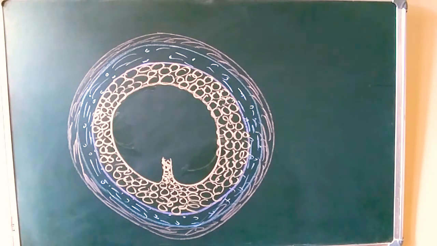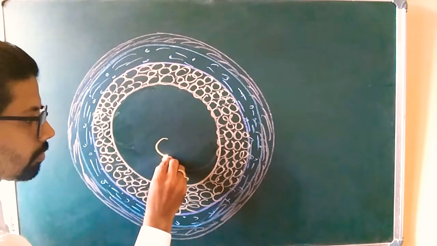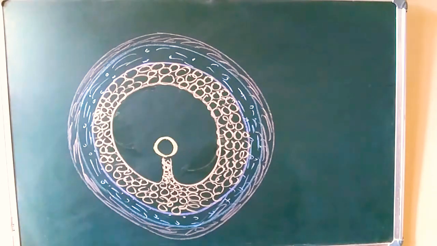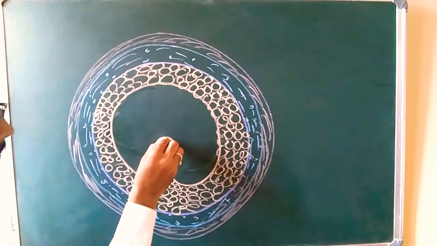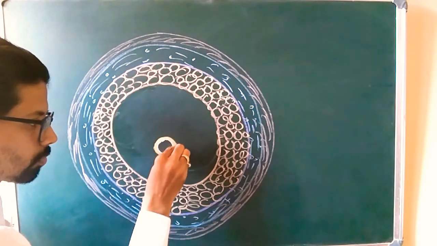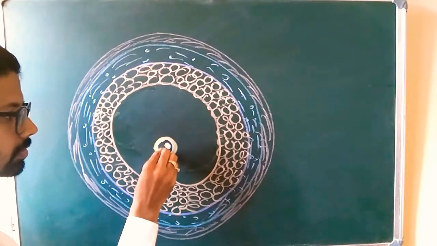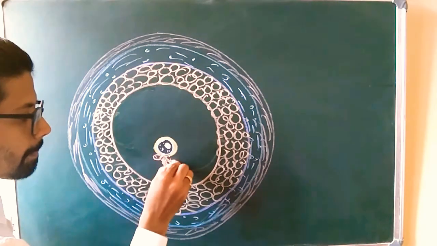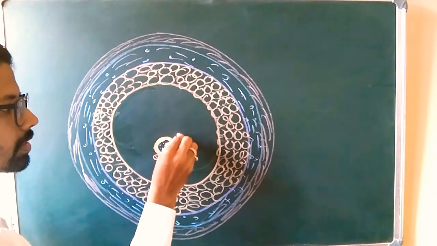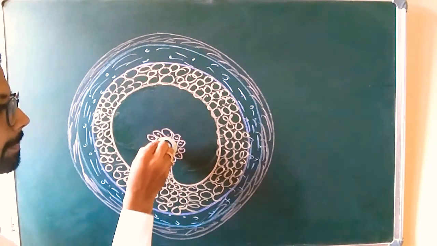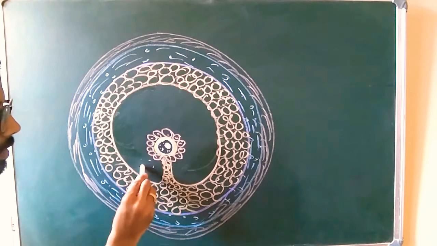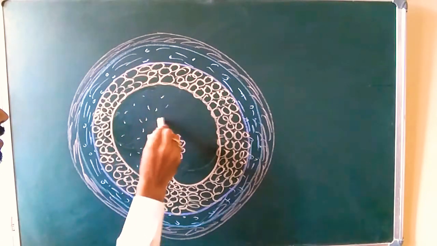Now you can take another color to show the layer of corona radiata and zona pellucida. Inside this you can draw the ovum or maturing germinal vesicle and oocyte. This is the germinal vesicle, and it's generally covered with a layer of cells, and this region is also filled with a liquid. This liquid is liquor folliculi, and the cavity is called antrum.